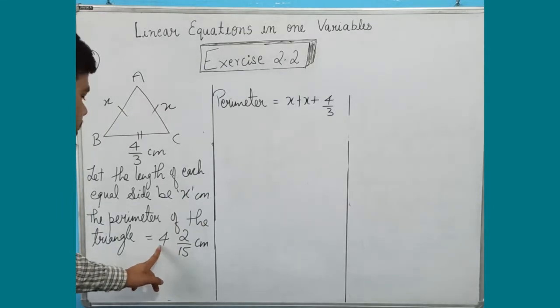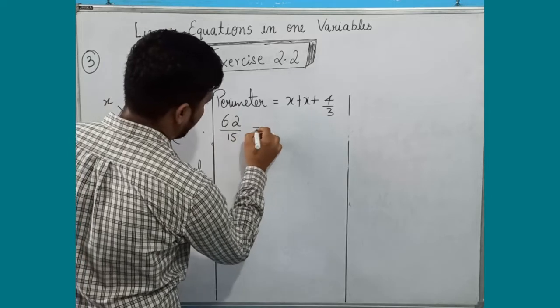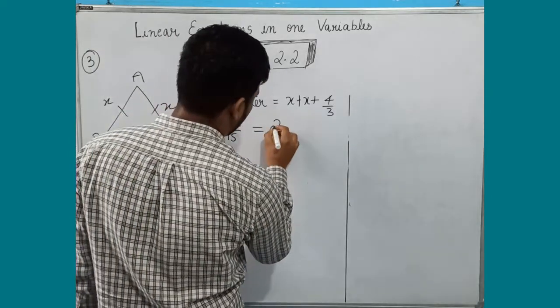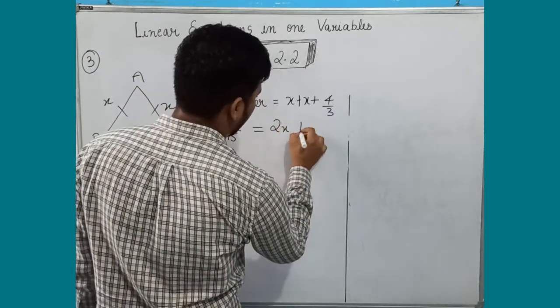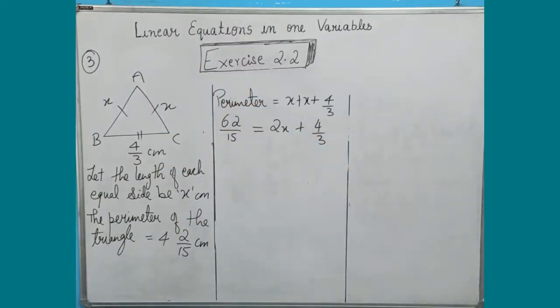So 15 4s are 60. 60 plus 2 will give you 62/15, equal to x plus x, which is 2x, okay, plus 4/3. So I'll just show you this on the screen here. Please have a look at what we have written. 62/15 is equal to 2x plus 4/3.